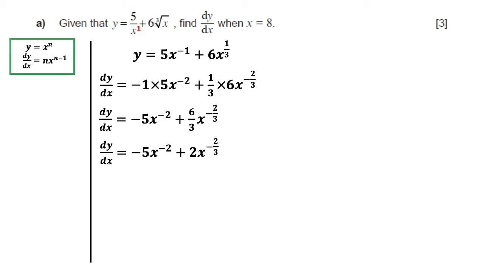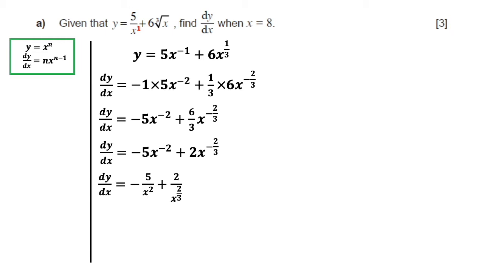That is the differentiation, but it is worth noting that we could write this out as well without the negative powers. So that's what I'm going to do next. Minus 5x power of minus 2 is the same as minus 5 over x squared. And the second term is the same as 2 over x to the power of 2/3.